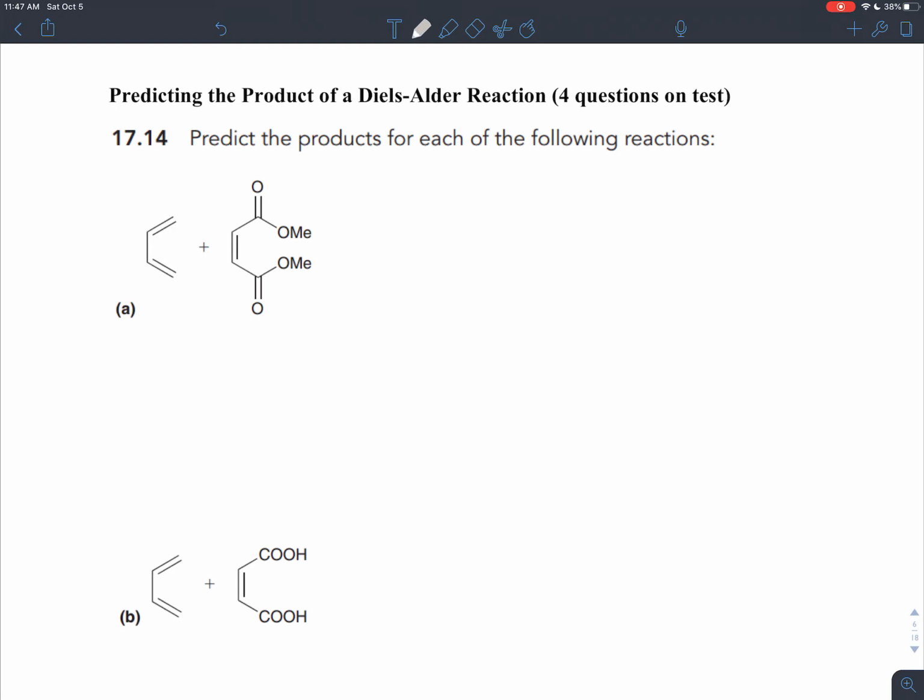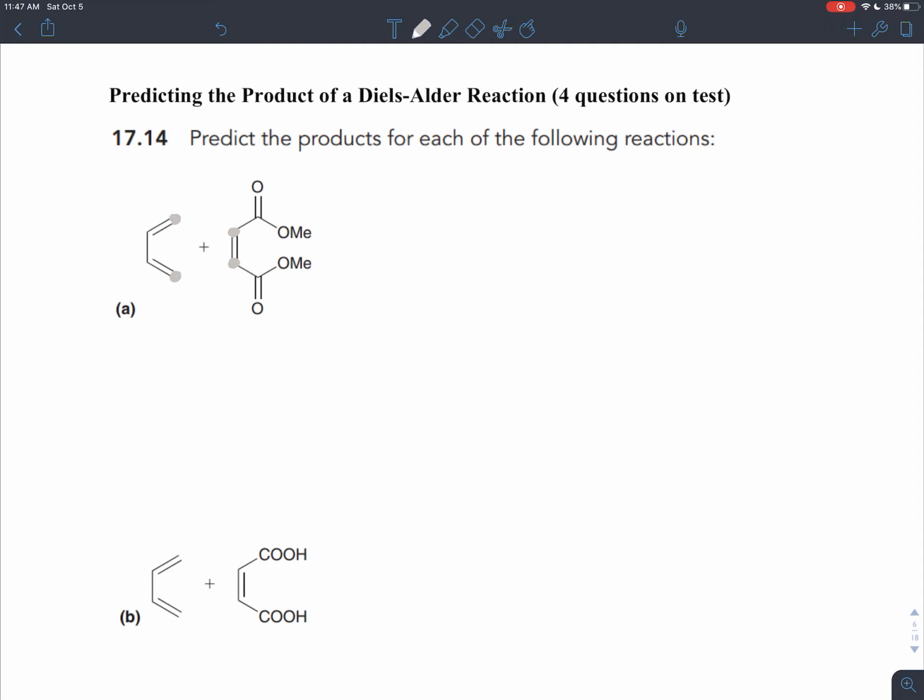In order to predict the products, you would want to look at the diene, that's the molecule that has the two conjugated pi bonds, and draw a dot at the end of the conjugated system. So draw dots there. And then go to the dienophile. The dienophile is the one that has that one carbon-to-carbon double bond in it. Now there's other stuff here. These usually have electron withdrawing groups.